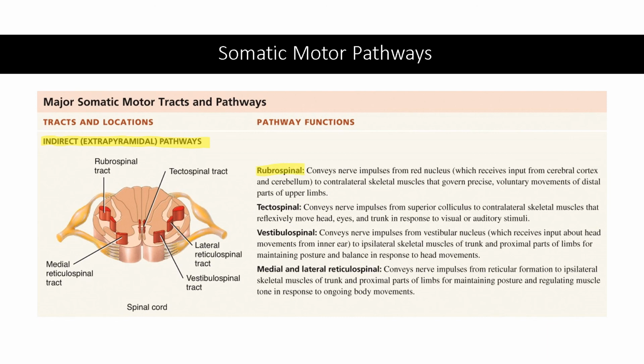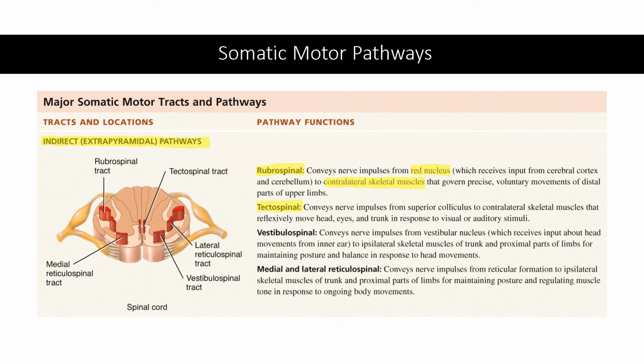The rubrospinal tract conveys nerve impulses from the red nucleus. And this goes to those contralateral skeletal muscles, or muscles on the other side of the body. And these are going to, again, govern very precise voluntary movements of distal parts of the upper limbs.